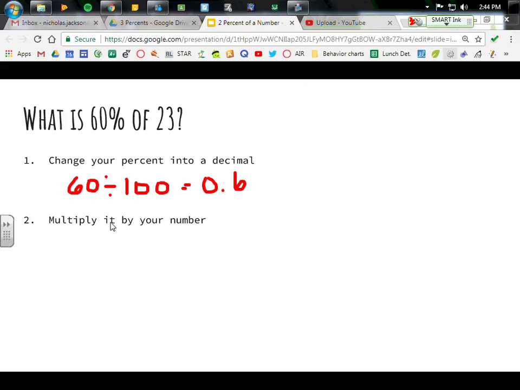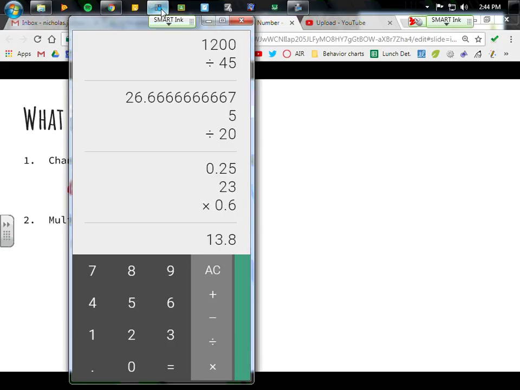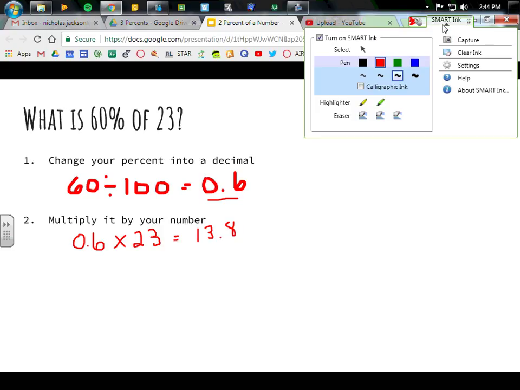All right, then we're going to multiply this answer that we got by the number in the problem. So we're going to take 0.6 and we're going to multiply that by 23. That'll give us the answer we're looking for. And in this case, 23 times 0.6 is 13.8. All right, that's all there is to it.